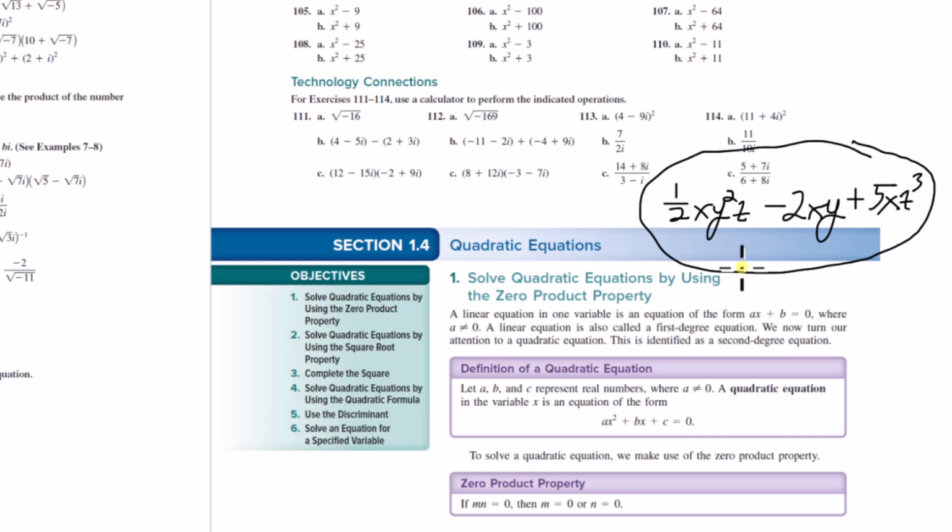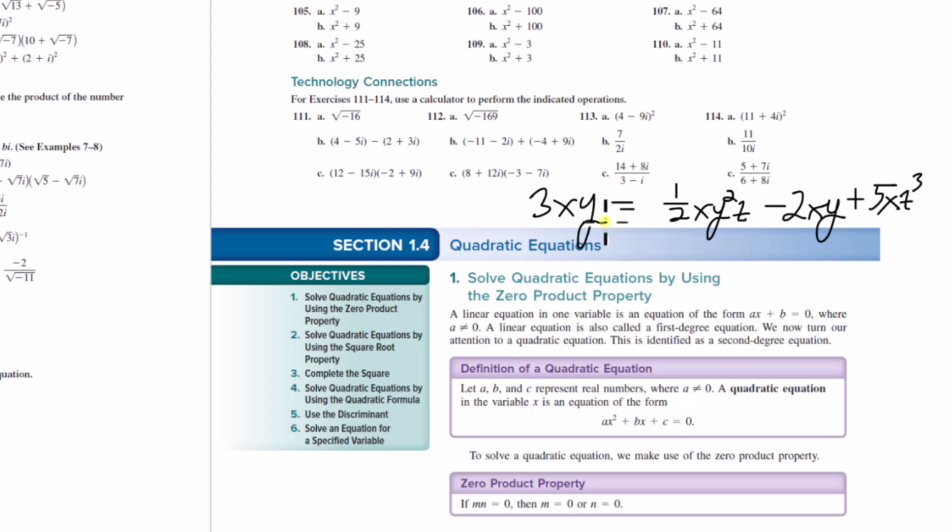Now, it makes sense that a polynomial equation would just be an equation that is made up entirely of polynomial terms, right? So here's a polynomial equation in x, y, and z.